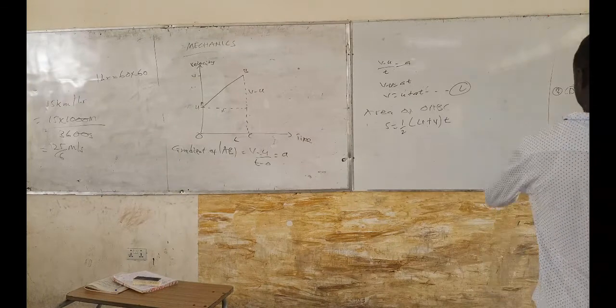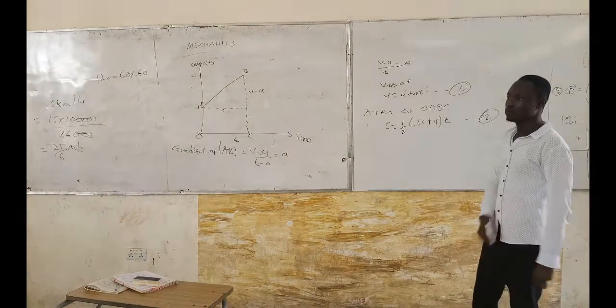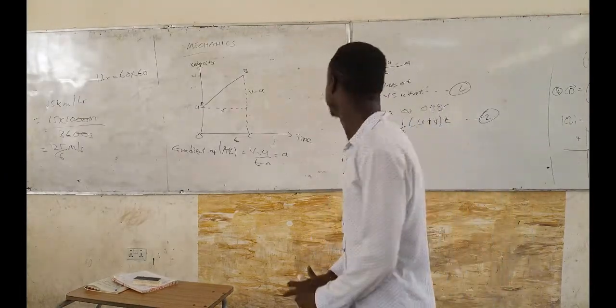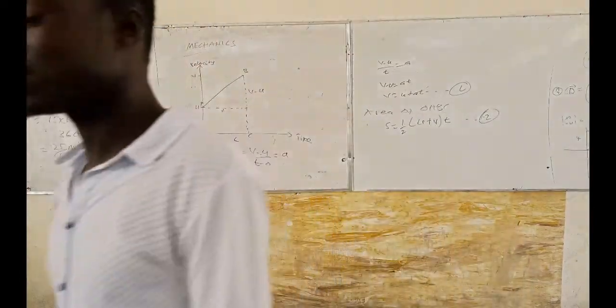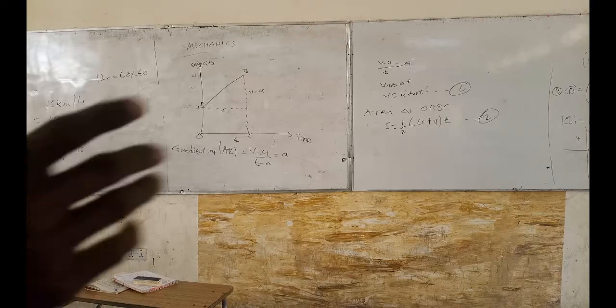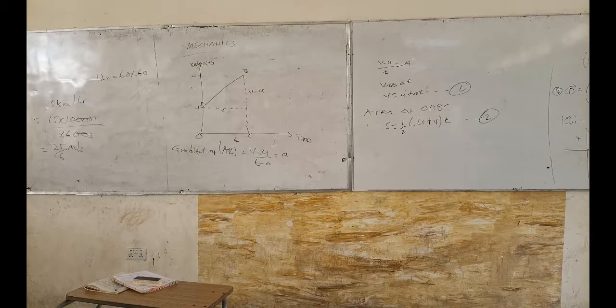In some books, we will number this one as equation 2. But there is nothing general that says the first equation of motion is this one. For brief and easier learning, sometimes we call V equals U plus AT the first equation of motion. But it doesn't change anything.